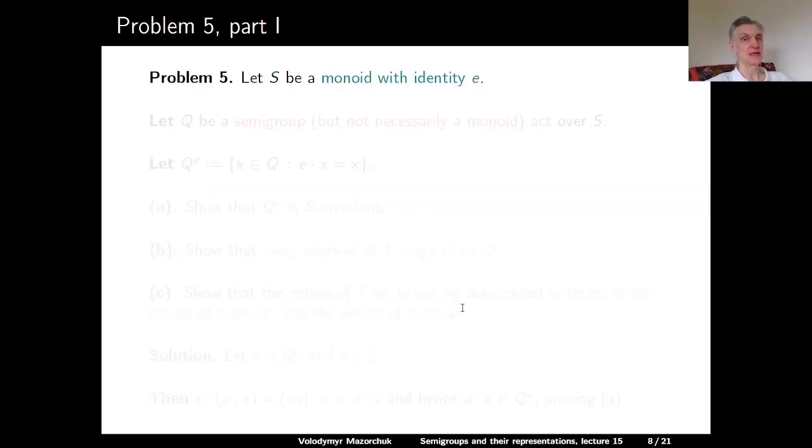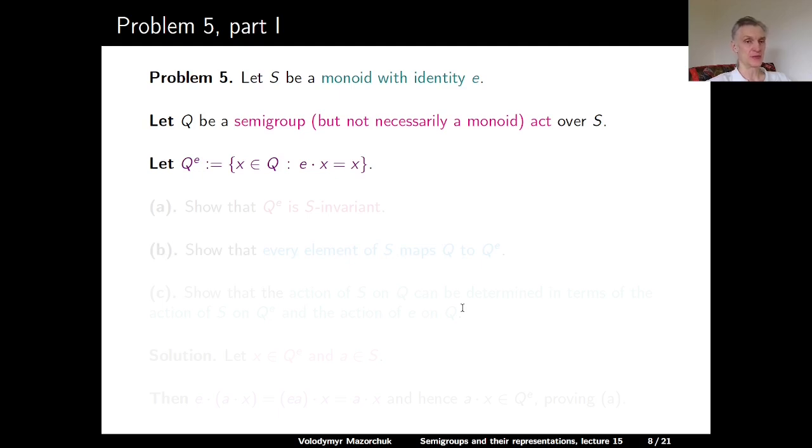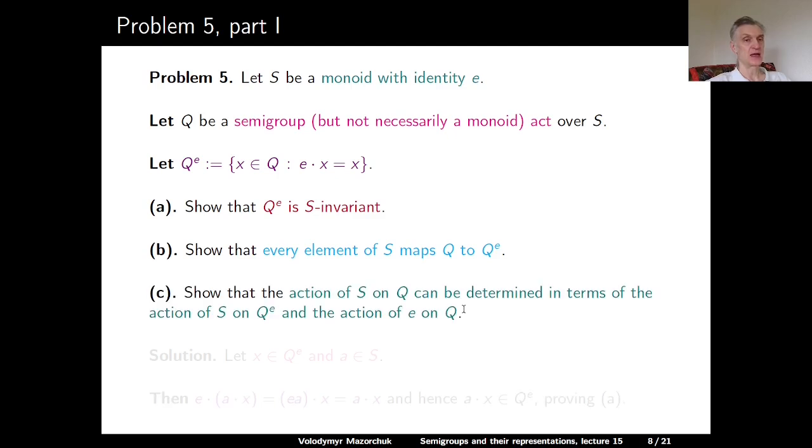Problem 5. Let S be a monoid with identity e. Let Q be a semigroup, but not necessarily a monoid, act over S. Let Q^e be the set of all elements x in Q which are fixed by e, so e times x is equal to x. A. Show that Q^e is S invariant. B. Show that every element of S maps Q to Q^e. And finally C. Show that the action of S on Q can be determined in terms of the action of S on Q^e and the action of e on Q.